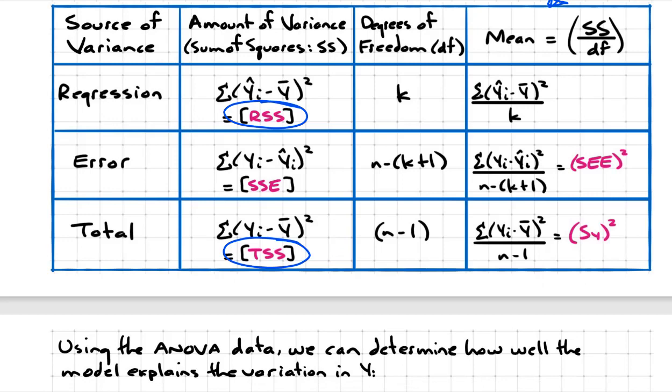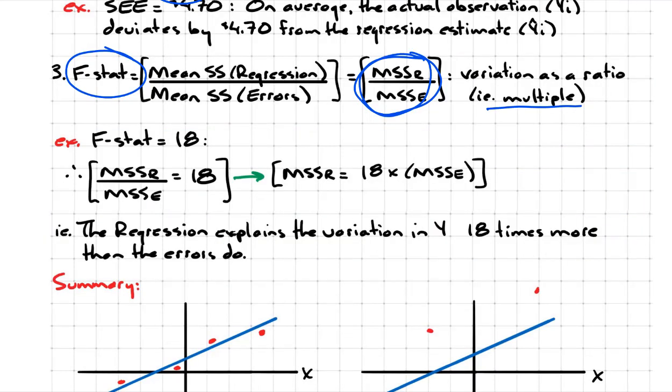Here it is, the Anova table. So you see SEE squared, it's all in the Anova table. And then to calculate FSTAT, remember we said we need the mean sum of squares of the regression relative to the mean sum of squares of the errors. So all this information is available in the table. Now how do we interpret the FSTAT? Well, let's do an example.